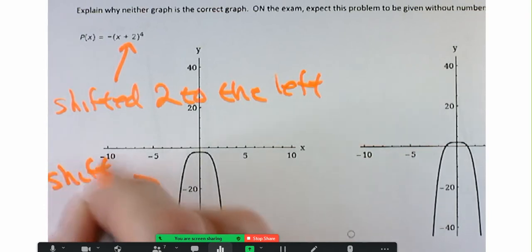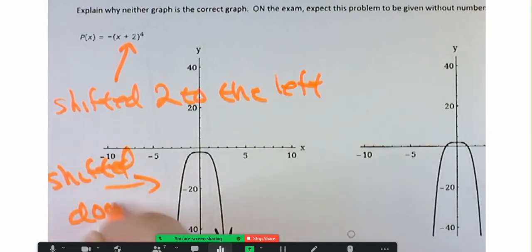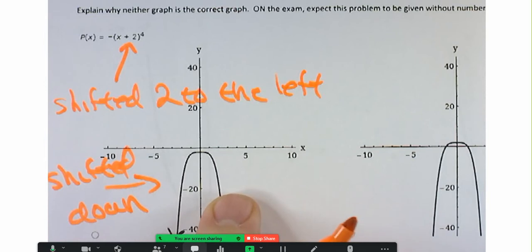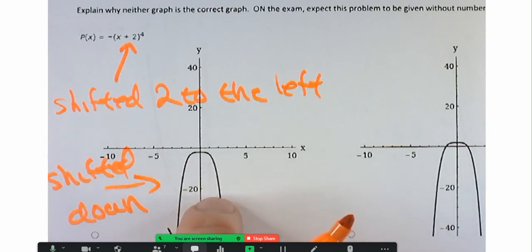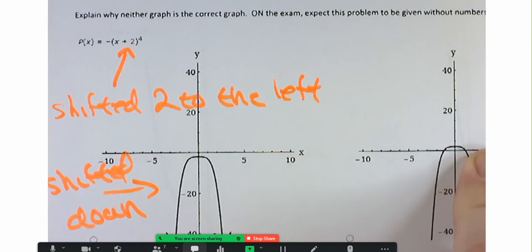Shifted down. So you don't necessarily need the numbers on the scale here to realize that, oh, this can't be the right graph. It was shifted down. In a similar way, this one was shifted up. So neither of these could be the correct graph.